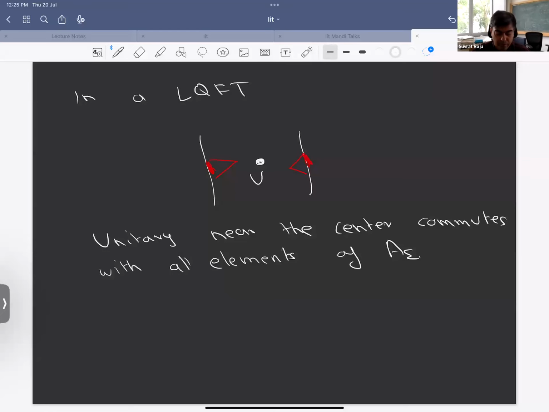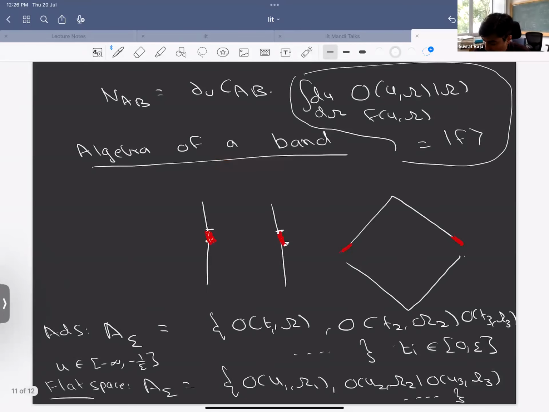Okay, so this algebra has a commutant, and this commutant you can obtain roughly by thinking of the entanglement wedge of this band, or in the absence of gravity, just the causal wedge, these triangles that I've drawn, and thinking of the complement of that region. And so in an LQFT, this algebra is clearly a sub-algebra of the full algebra. The same thing, by the way, is true if you think of null infinity.